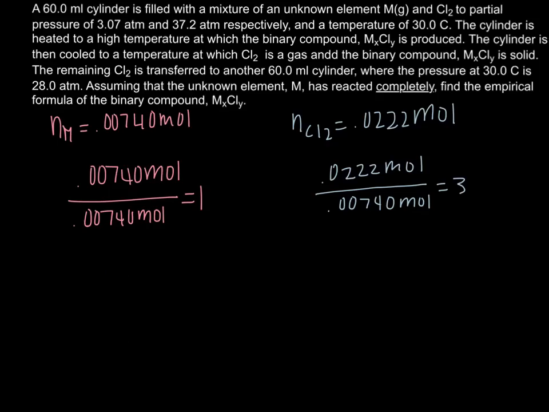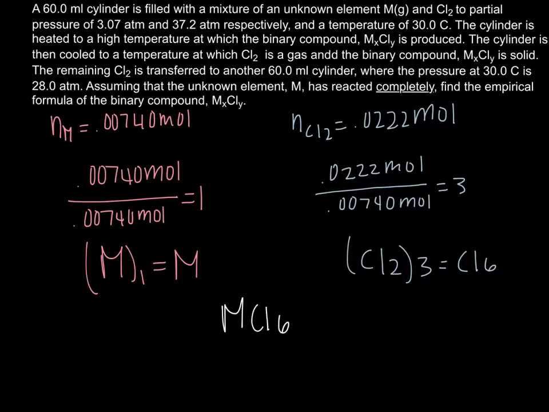Now that we know the number of moles for M and Cl2, we can use these to find the empirical formula. So we're going to take the one that's smaller and divide it into both numbers. Since M is smaller, we're going to use M's number of moles and divide it into both. So for M, we're going to do 0.00740 moles divided by 0.00740 moles, which gives us 1. For Cl2, we're going to do 0.0222 moles divided by 0.00740 moles, which gives us 3. Now that means that we have 1 M and 3 Cl2s, which gives us Cl6. And the empirical formula is MCl6.